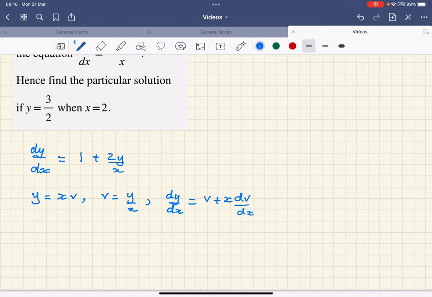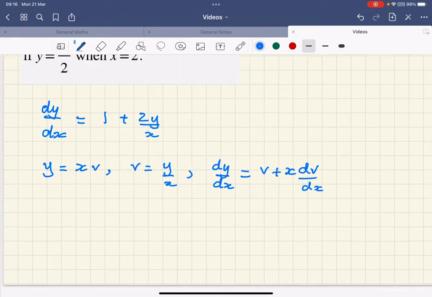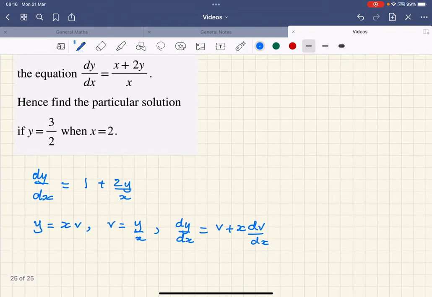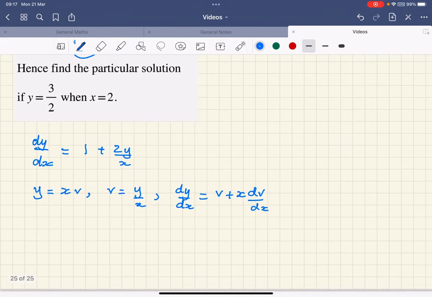So that's the part that I did in the first part. It's going to be the same for all of them. I'm going to go through that equation now, and I'm going to rewrite it. So I'm going to replace that dy by dx with v plus x dv by dx. And on the other side, I can see that I've got 1 plus 2y over x, so it becomes 2v. We can take away that v from both sides.